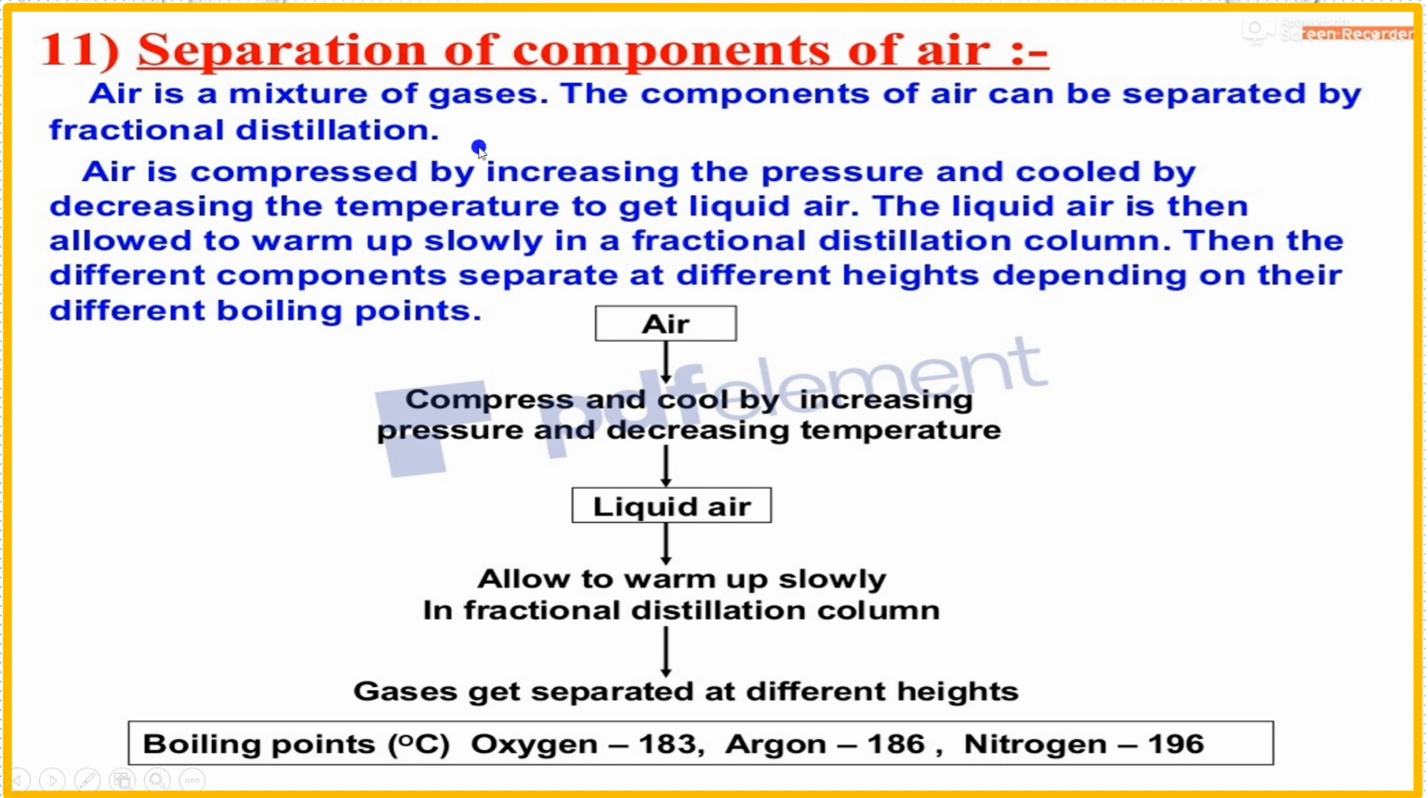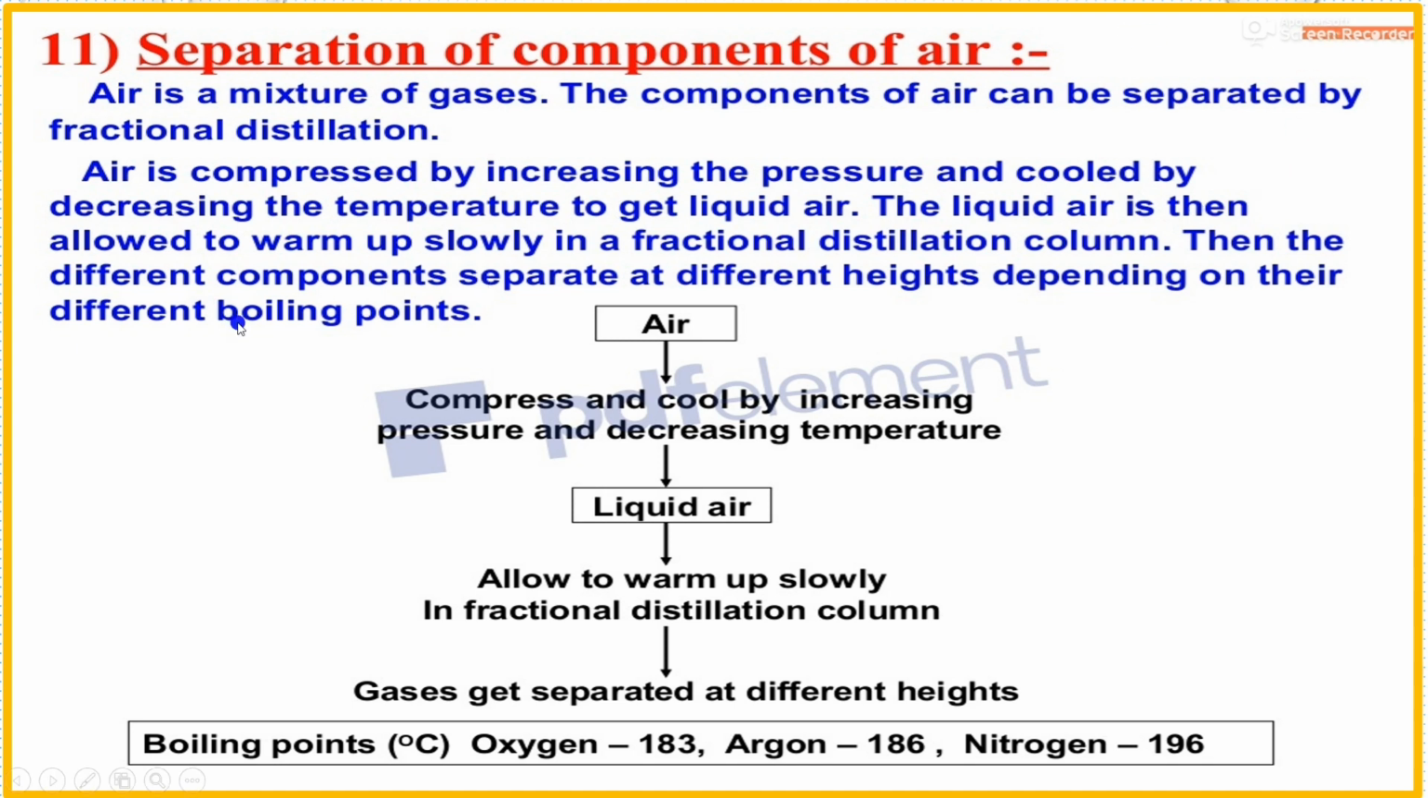Next is the separation of components of air. Air is a mixture of gases, you know. The components of air can be separated by fractional distillation. Air is compressed by increasing the pressure and cooled by decreasing the temperature to get liquid air. So first of all, we have to make it liquid. How can we make it liquid? We have to compress it by increasing the pressure, and cool it by decreasing the temperature.